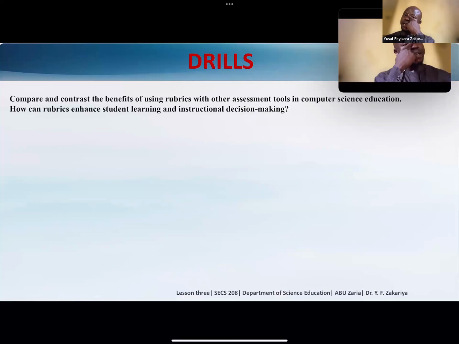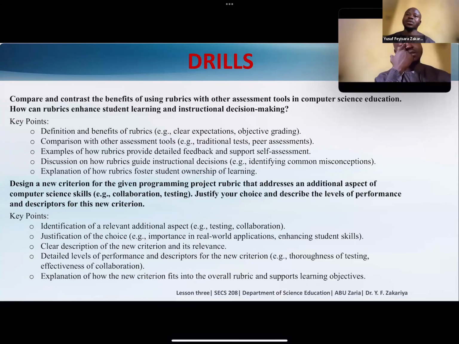Okay, the next 2 questions, I'm going to run through them. Compare and contrast the benefits of using rubrics. Design a new criterion. Can you do that? We've talked about functionality, efficiency, clarity. Can you bring another one, like collaboration and testing? So these are some of the things that you can think outside of the box.